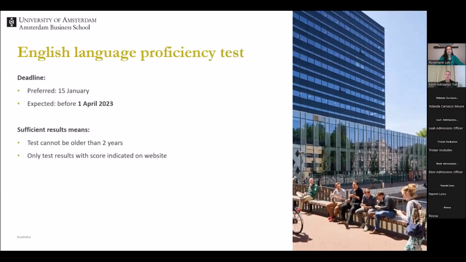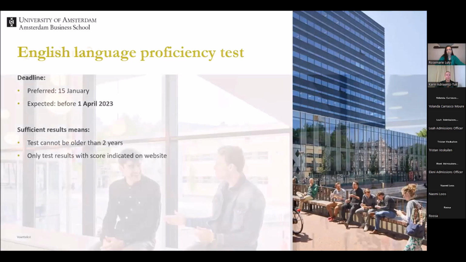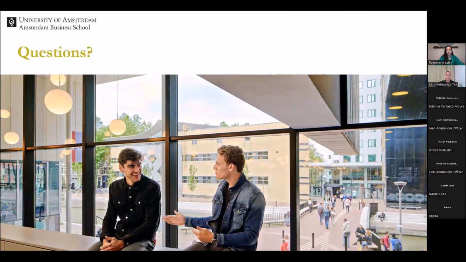And if you also need to take an English proficiency test, the results also need to be uploaded into your SIS application. Also do this as soon as possible. And the test cannot be older than 2 years. You can check our website with the entry requirements for the minimum scores you need to obtain per specific test. We accept a couple of different tests, such as IELTS and TOEFL, so you can check the scores you need to obtain on our website. These are basically the admissions requirements and the documents that you need.